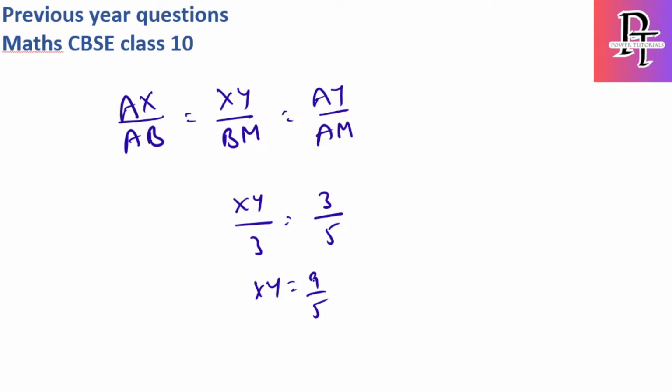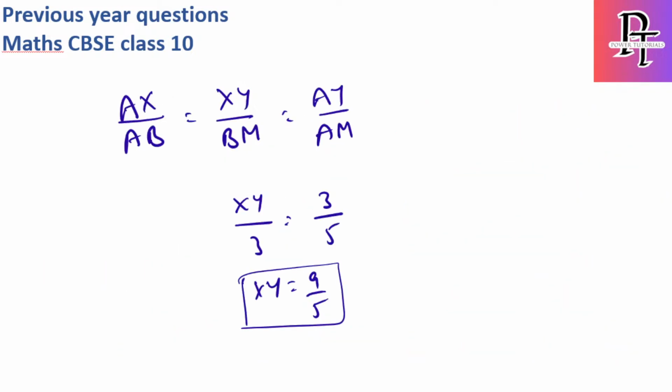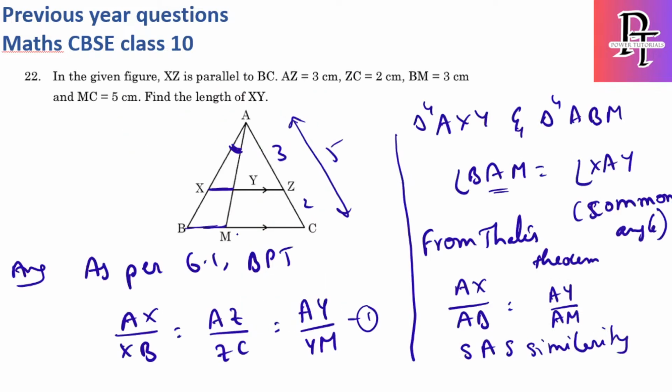How did I write AY by AM as 3 by 5? Because here itself I know AY by AM, it is YM here, AY by AM will be AZ by AC. So that's why 3 by 5 is equal to AY by AM. So the final answer will be XY is equal to 9 by 5. So here MC is not required. Just to confuse, they have provided it, but MC is not required. Okay, let's move to the next one.